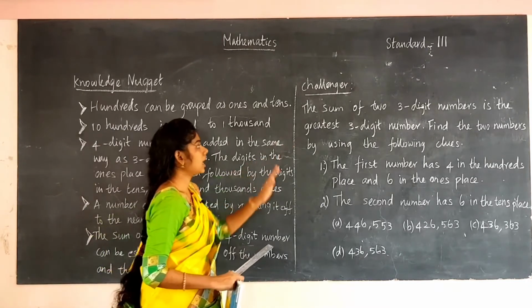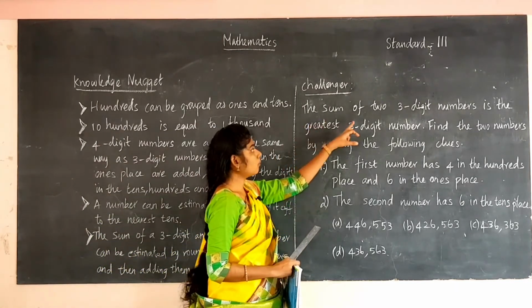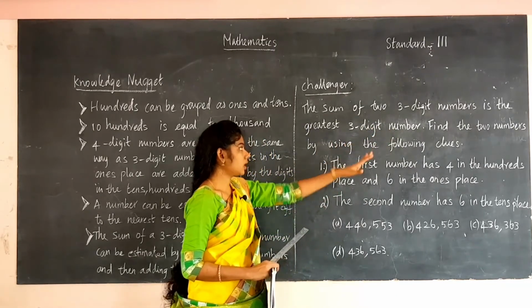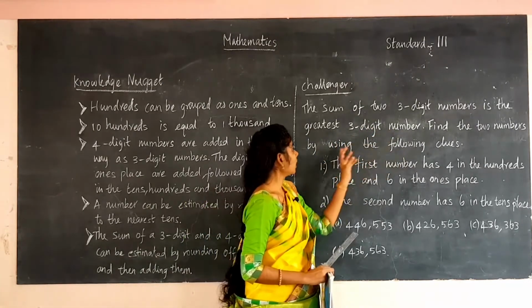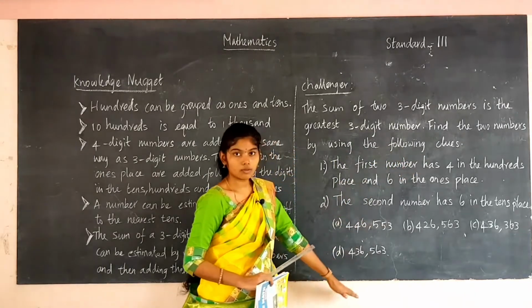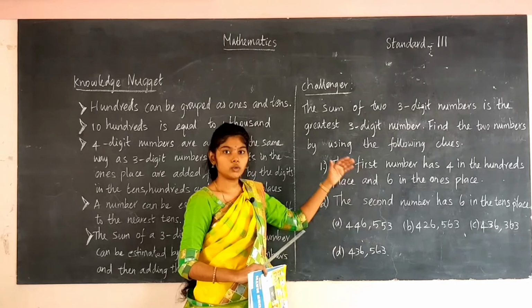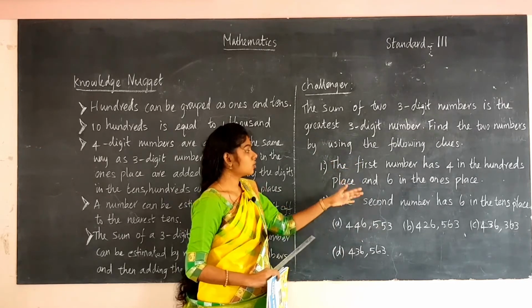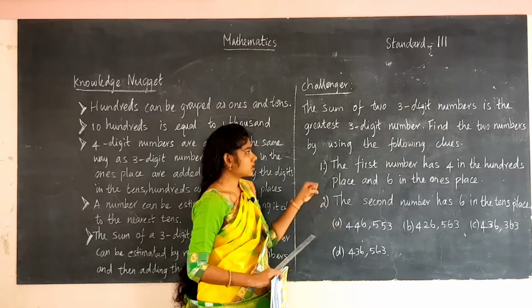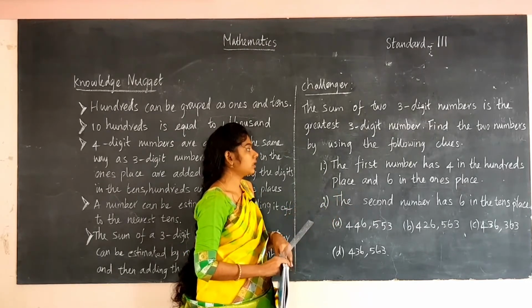And now I have given one challenge for you: the sum of two 3-digit numbers is the greatest 3-digit number. Find the two numbers by using the following clues. Here there are clues given. By using these you are going to do this as your homework sum. So identify what clue is given and then find the answer. I am just explaining, you find the answer alone.